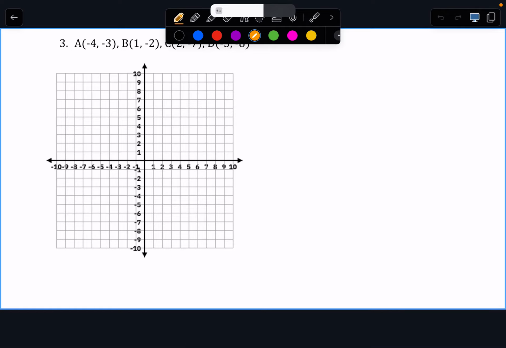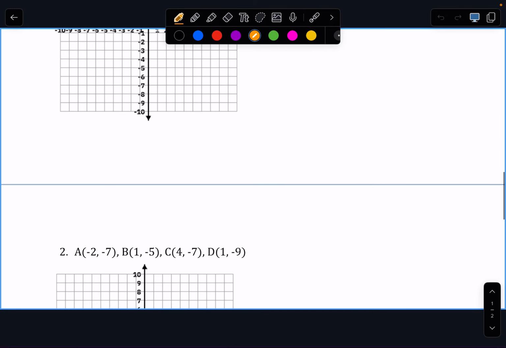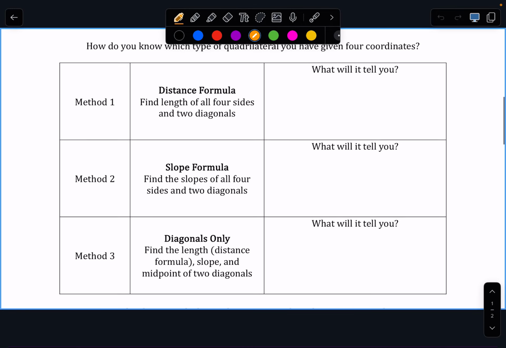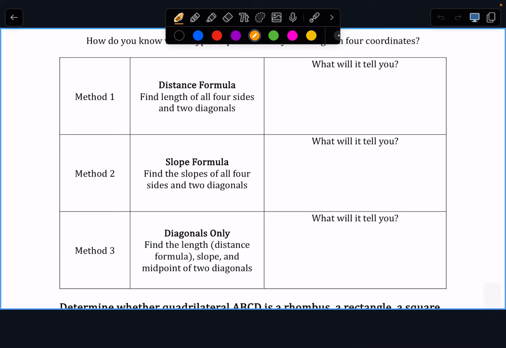You need to be able to take a set of coordinates and decide, is it even a parallelogram? If it's a parallelogram, is it a special parallelogram? Is it a rectangle? Is it a rhombus? Is it a square? Okay. There are 3 different methods that you can choose.